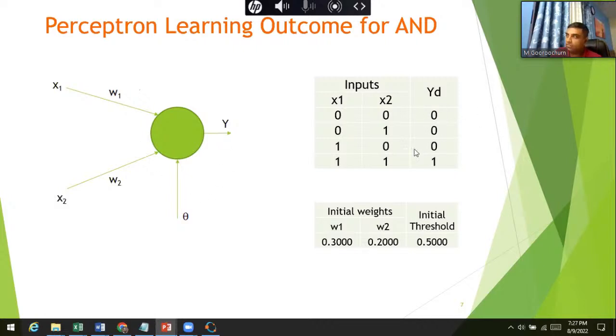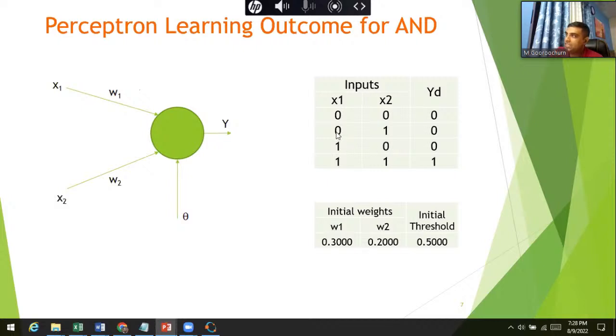Let's just try one of them. If you take 0 times 0.3 plus 0 times 0.2, it means both are 0, but minus 0.5 because you always have to subtract the threshold. Your overall result is minus 0.5. Now, if you want to get such an output, 0 and 1, it's going to be a step activation function. The step of minus 0.5 is 0, so I'm going to get this 0 here.